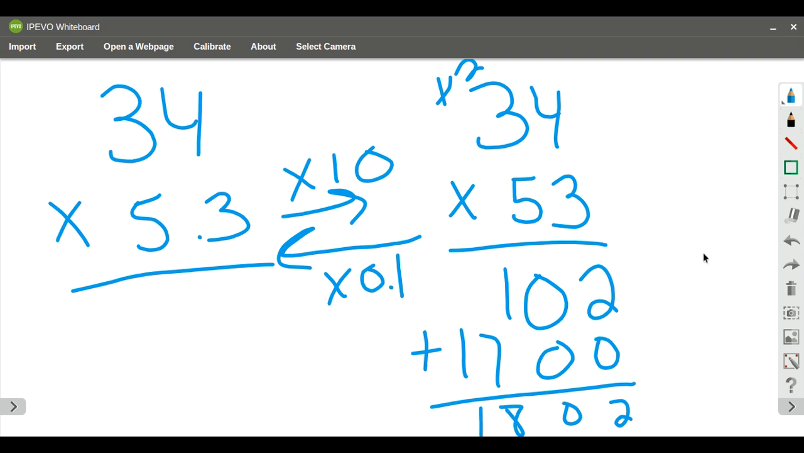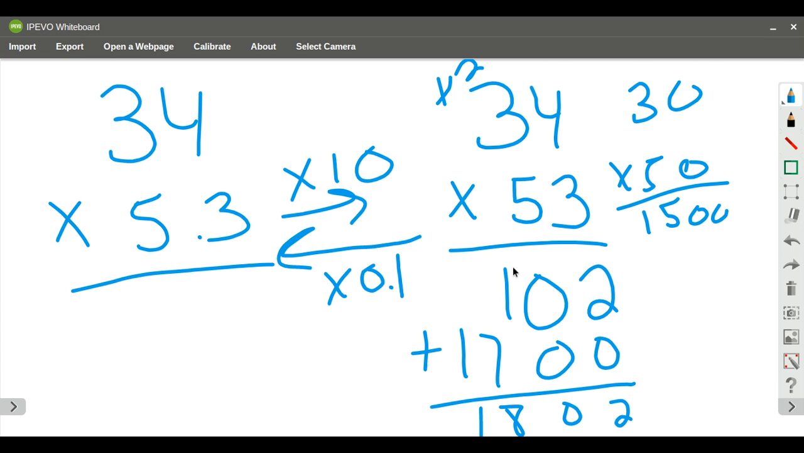Now I forgot a step here. My step should have been that I do my estimate. So I do 30 multiplied by 50, and I get 1,500. 1,500 is near 1,802. It's a reasonable answer. Okay. I'm going to come back here.